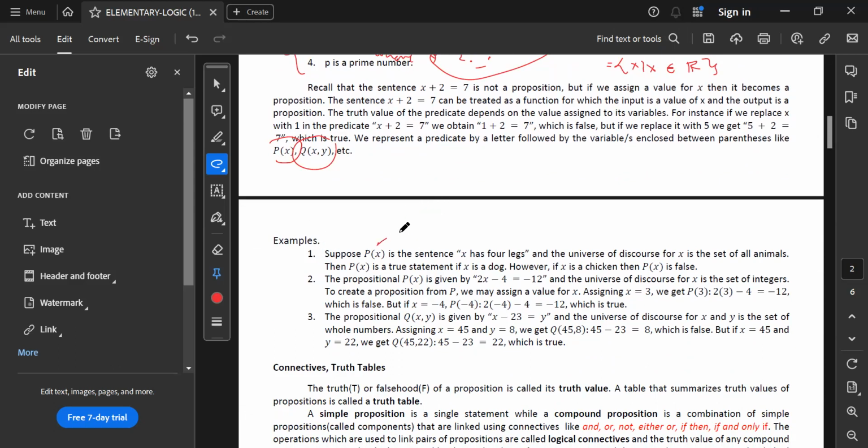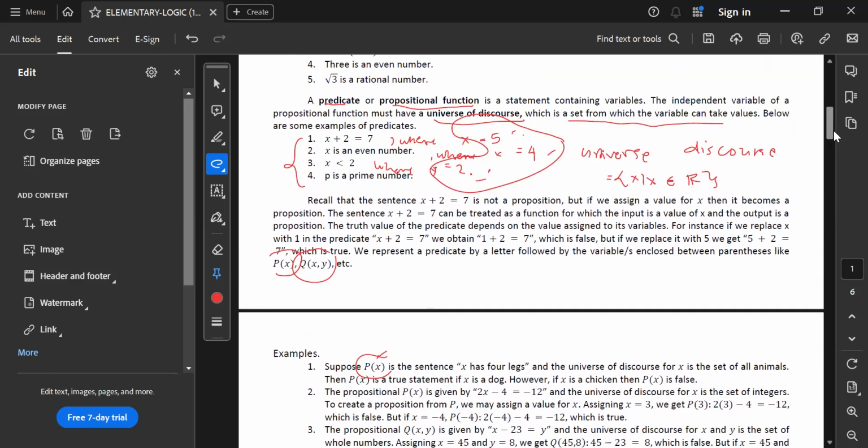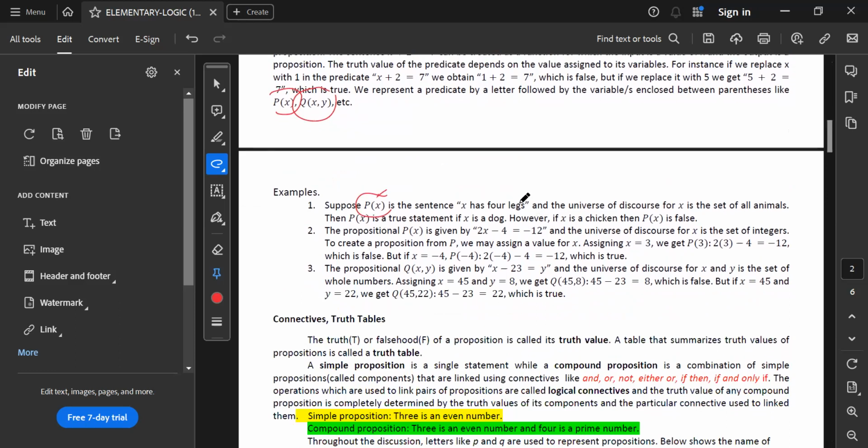So, it does not denote a power set. It is just a notation for a predicate or propositional function. What if we have this statement, X has 4 legs? Therefore, the universe of discourse is the set of all animals. For example, if X is a dog, you can check it: does the dog have 4 legs? Yes. So it is a proposition and it is true.